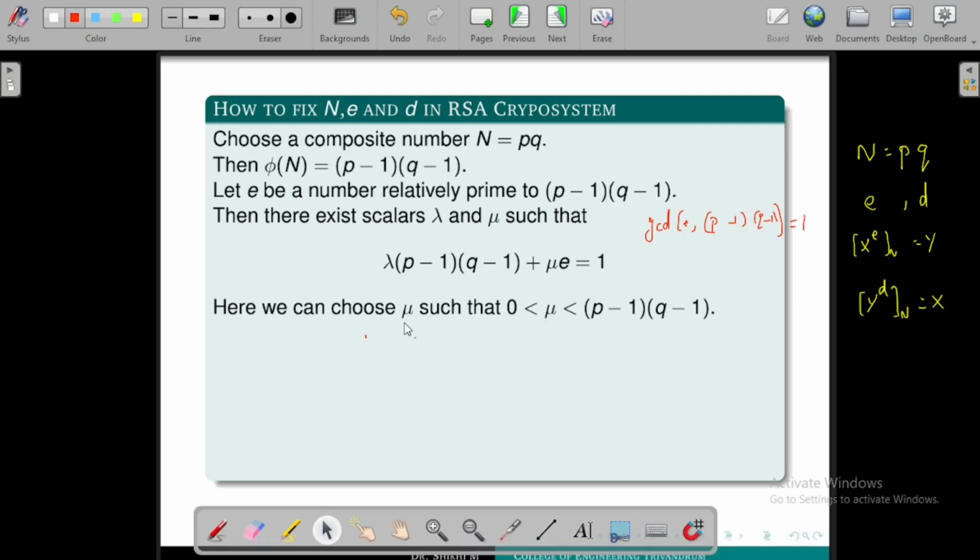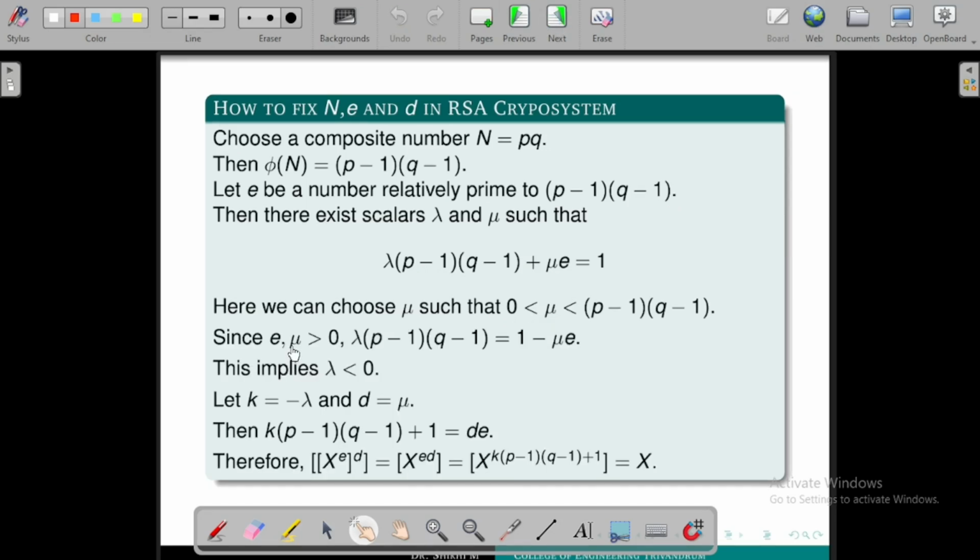Hence, we can choose mu such that 0 < mu < (p-1)(q-1), because here GCD of (p-1)(q-1) and e equals 1, and lambda and mu are chosen in such a way. And since e and mu are integers greater than 0, what happens to this equation?